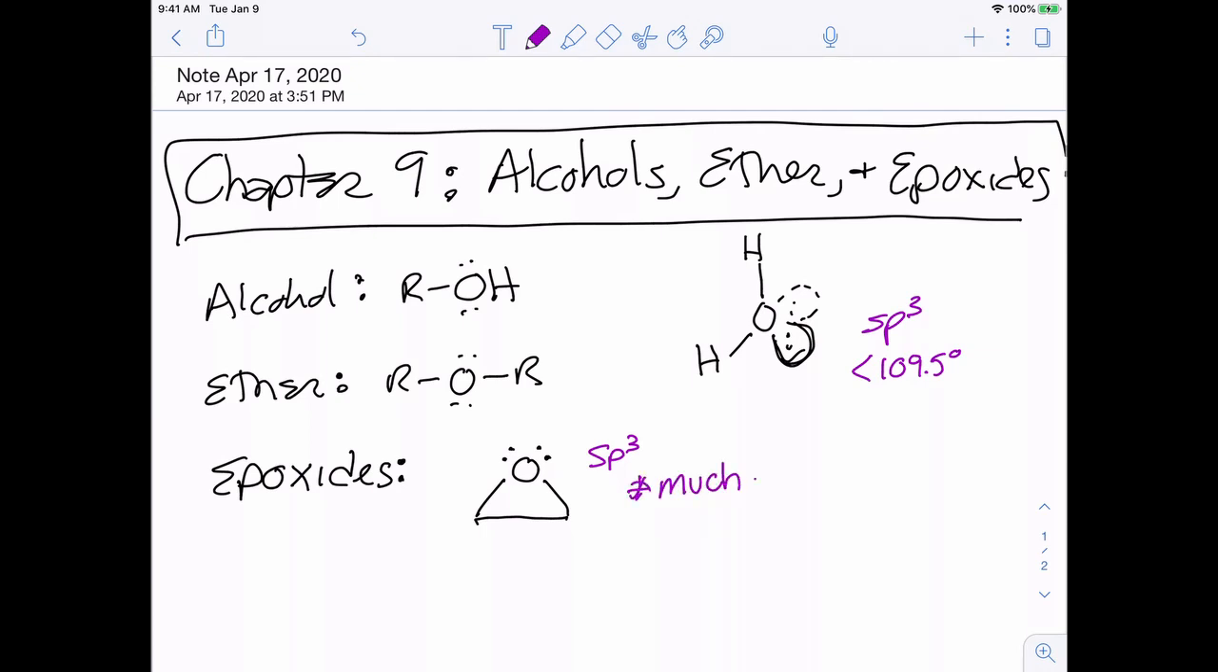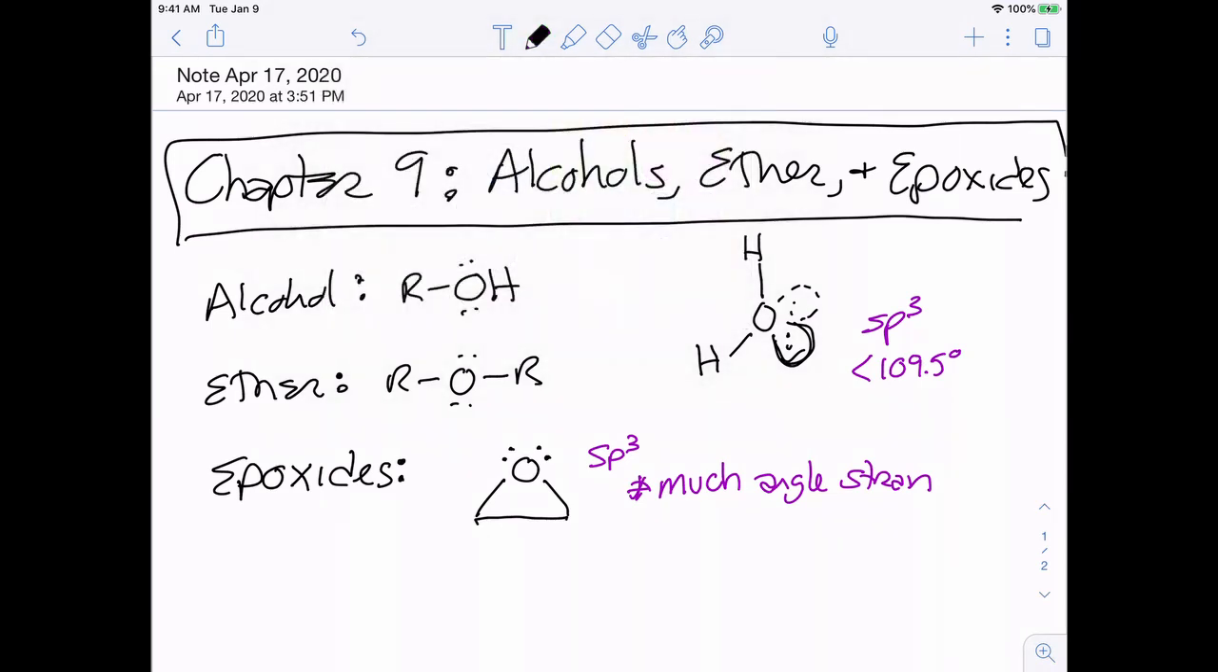Remember, angle strain is where we take an angle and we either compress it or expand it beyond its ideal. So if I have a three-sided ring, the bond angles are roughly 60 degrees, right? It wants to be 109.5. So a lot of angle strain. Epoxides are actually really reactive.